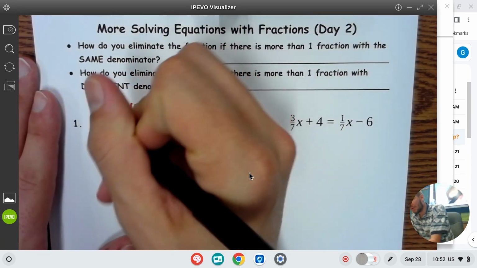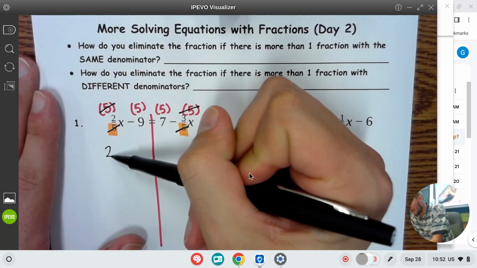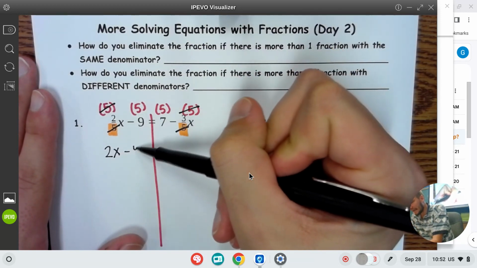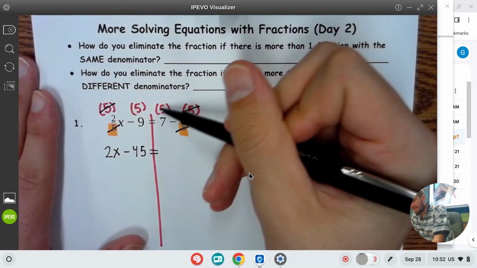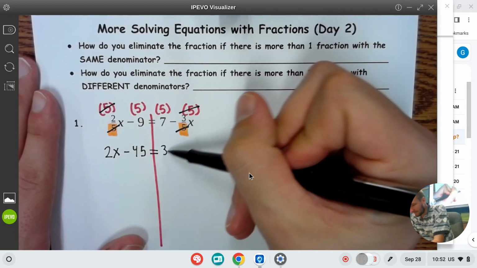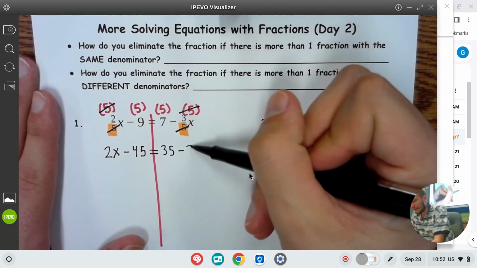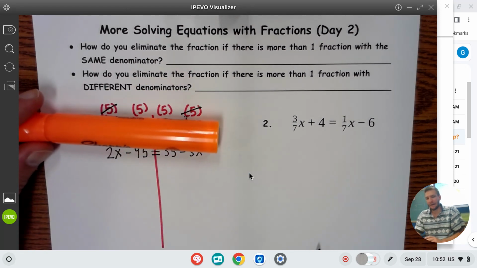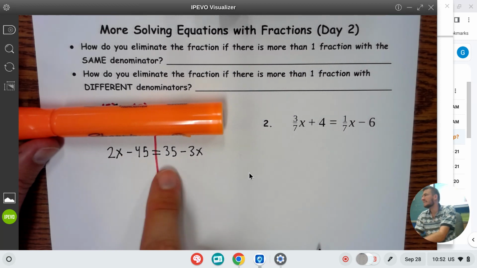So, from this first term, what should we have left? 2x. From the second term, what should we have? Negative 45. In the middle, always an equal sign. 5 times 7? 35. And what's our fourth term going to be? Minus 3x. And at this point, the fractions are done. If you just think about it like this question right here, easy, easy, easy.